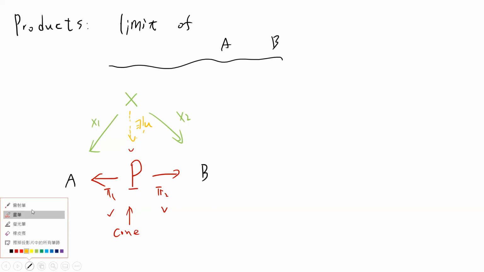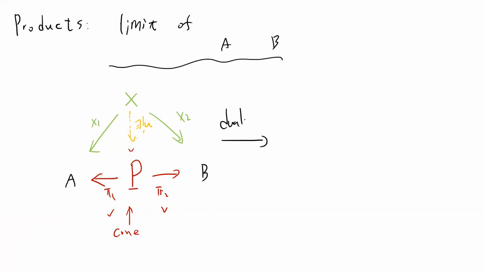Let's define the coproduct. You just dualize. By the way, the diagram needs to commute: pi1 U needs to be x1 and pi2 U needs to be x2. You can dualize by just changing all the arrows. So for the coproduct, I should use Q.